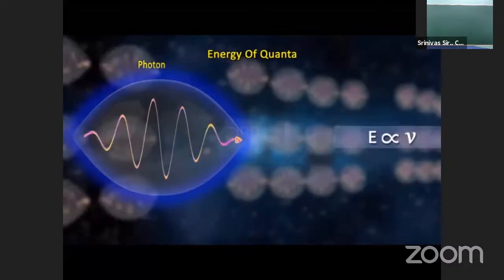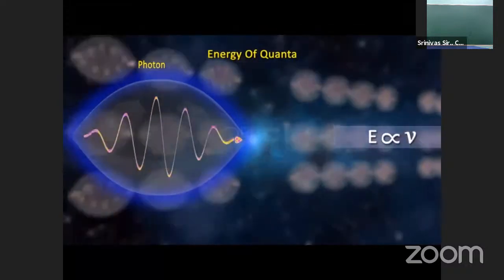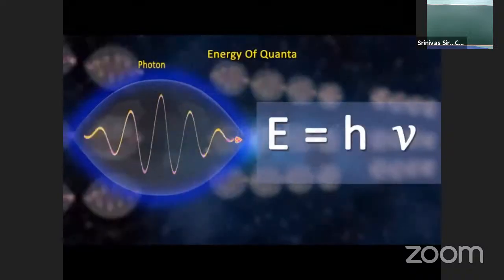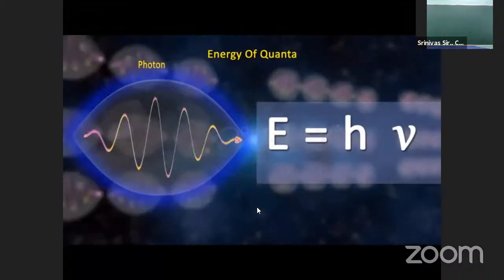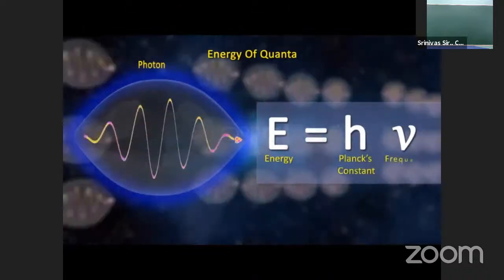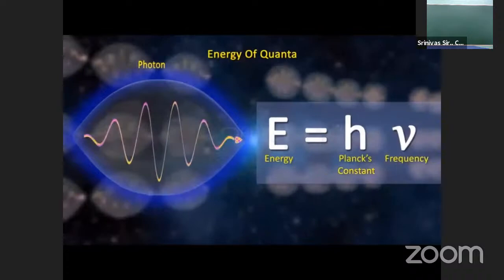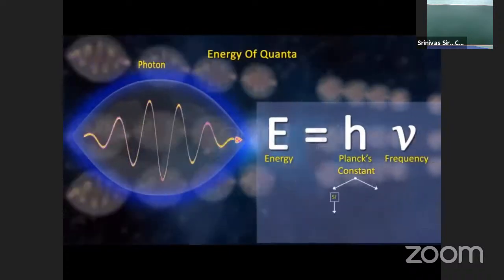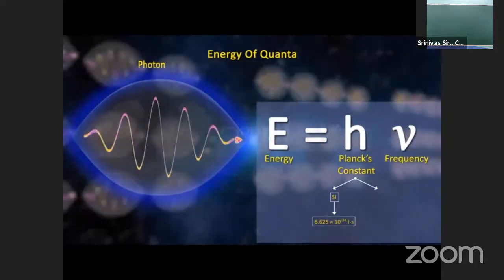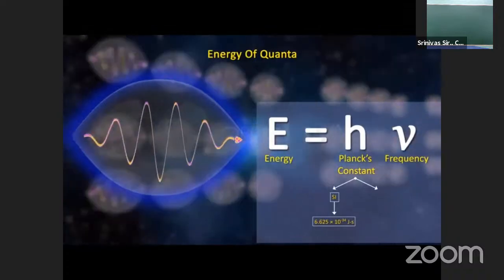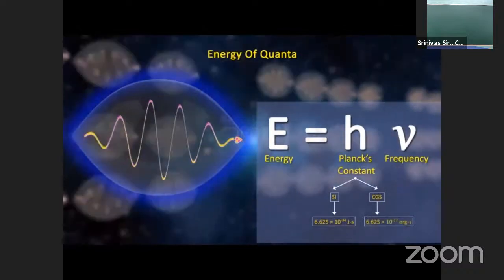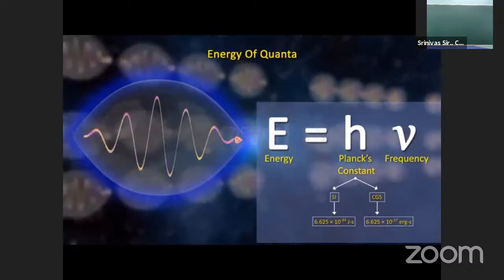which implies that E is directly proportional to nu, or E is equal to h nu, where E stands for the energy of radiation, h is Planck's constant. The value of Planck's constant in SI system is 6.626 into 10 raised to the power of minus 34 joules second. In the CGS system, it is equal to 6.626 into 10 raised to the power of minus 27 erg second.